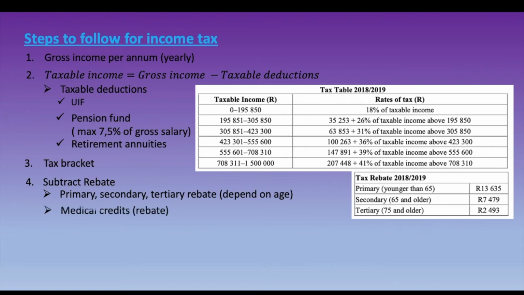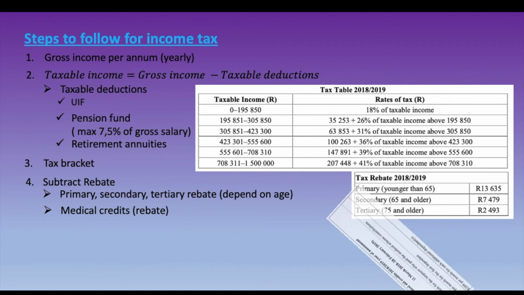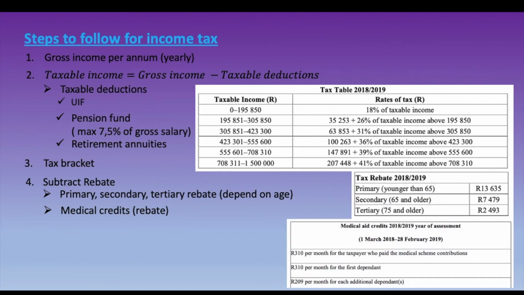If you belong to a medical aid, you qualify for medical credits. Sometimes they call this medical rebate. In this case, let's look at the table. It's 310 Rand per month for the taxpayer, 310 Rand for the dependent, and then 209 Rand for each child.